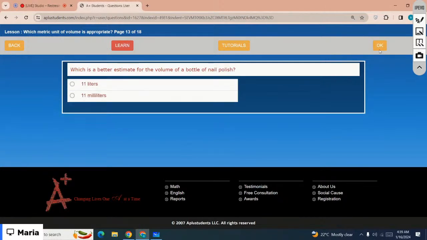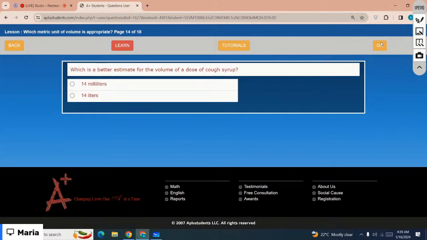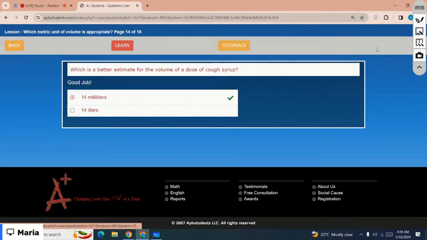Which is the better estimate for the volume of a bottle of nail polish? That would be, yes, 11 milliliters, because that is just a small bottle. Which is a better estimate for the volume of a dose of cough syrup? Which is the correct option? Cough syrup it is. That is 14 milliliters, right? Okay, you can complete the lesson by yourself later today.